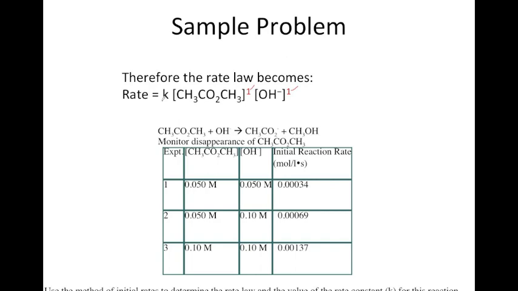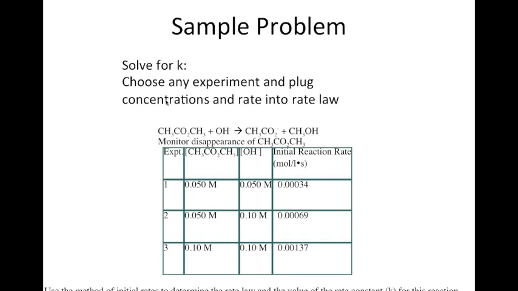The last thing we need to do is determine our value for K. To do that, we want to select any of the 3 experiments and plug in the concentrations for that experiment and the rate for that experiment into our rate law. So I'm going to select the first experiment, and I'm going to plug in this concentration into my rate law as the concentration of OH minus, and I'm going to plug in the rate here as the rate for that reaction.